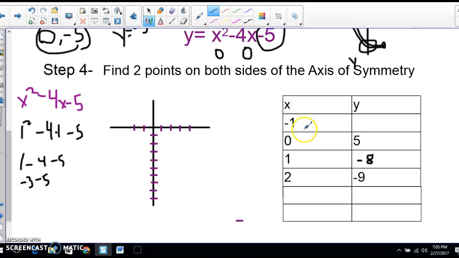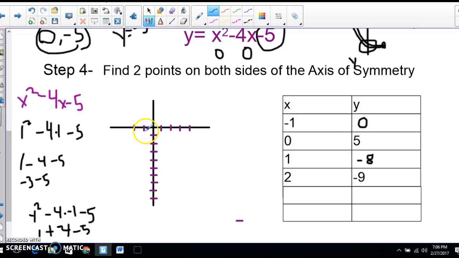Now the same thing can be done for negative 1. We can plug in negative 1. And so we can have negative 1 squared minus 4 times negative 1 minus 5. And so for negative 1, we can plug that in. Negative 1 times negative 1 is 1. Negative 4 times negative 1 is actually going to turn into a positive 4, minus 5. So we have 1 plus 4, which is 5. 5 minus 5 is 0. And we've actually got y equals 0.